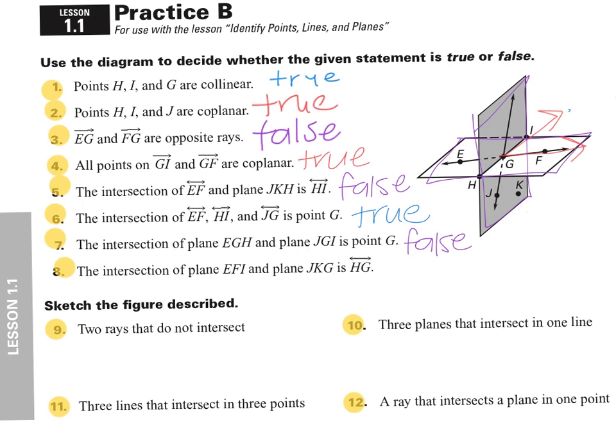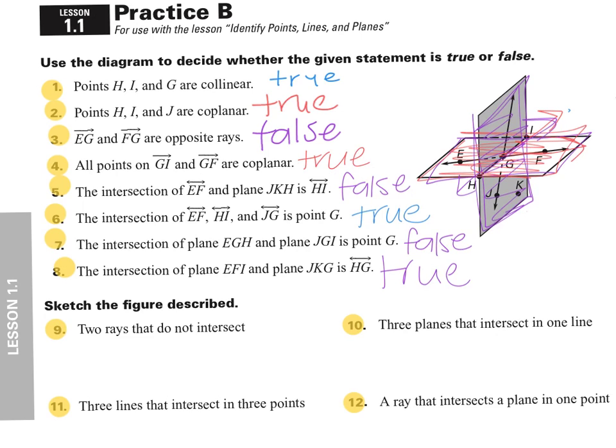And the last true or false, the intersection of plane EFI. So EFI, again, is that horizontal plane, and plane JKG, which is this vertical plane, is line HG, and that is true.